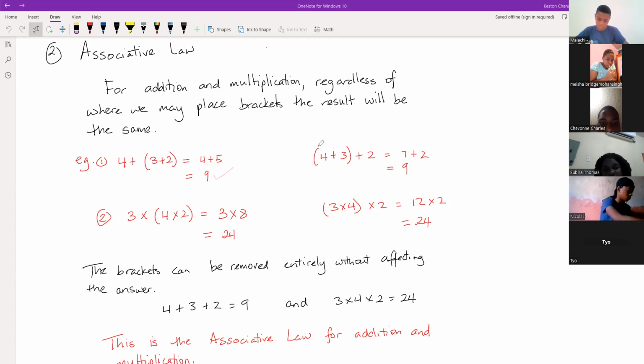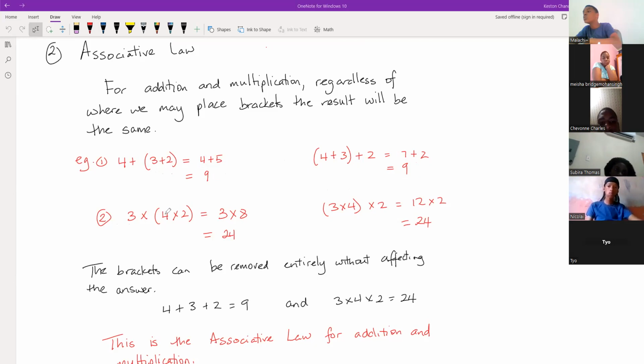If I place the brackets in front and I put 4 plus 3, we're supposed to work out the brackets first. Then I'll get 7 plus 2, and that's still going to give me 9. So this law, called the associative law, says regardless of where we place the brackets, when we are adding and multiplying, our result is still going to be the same. Here's an example with multiplication.